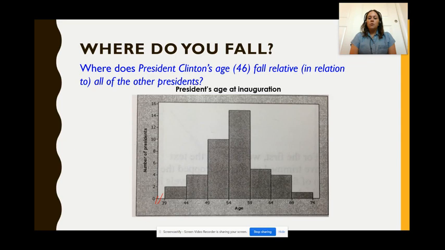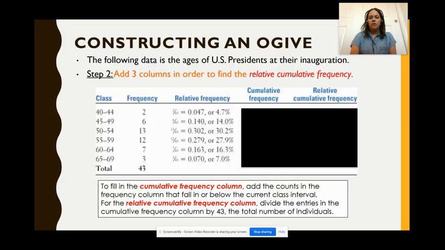Histograms are great. It gives you a really good picture of the data set, except the issue here is, what if I asked you a question about a particular data value? Where does Clinton fall relative to the other presidents? Well, I know he falls somewhere in here, but the question is, where? I don't know, somewhere in there. That's where an ogive comes into place.